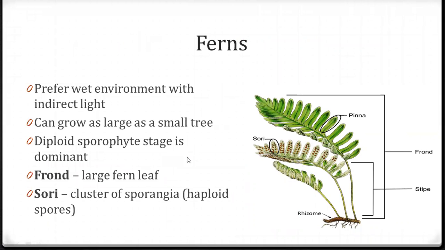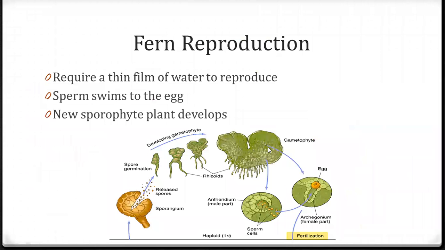Anyhow, the diploid sporophyte stage is dominant. So that's the dominant stage that it's in. A frond is the large fern leaf, and then the sori is the cluster of sporangia underneath. So you might have noticed that sometimes when you look under fern leaves, they have the little spore type things under here. Okay, fern reproduction requires a thin film of water to reproduce. The sperm swims to the egg, and then a new sporophyte plant develops.